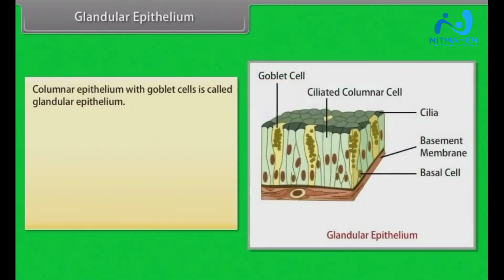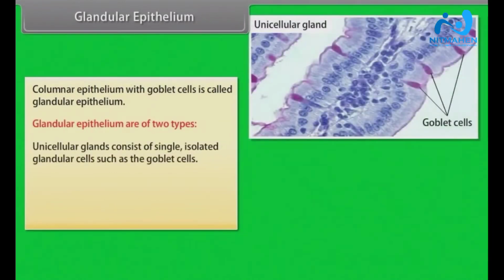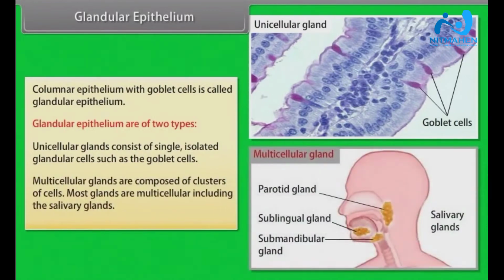Glandular epithelium. Columnar epithelium with goblet cells is called glandular epithelium. Glandular epithelium are of 2 types. Unicellular glands consist of single, isolated glandular cells such as goblet cells. Multicellular glands are composed of clusters of cells. Most glands are multicellular, including the salivary glands.